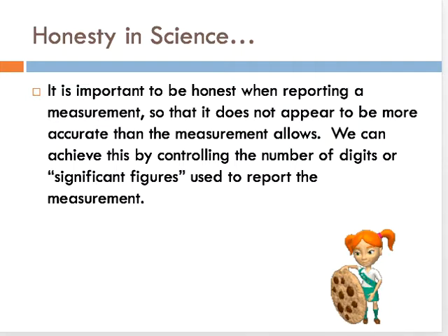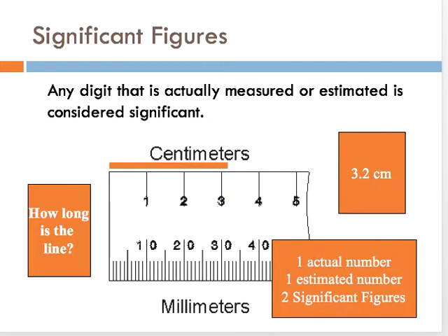We report something called significant digits or significant figures. And let me explain with an example. And actually, all we're going to do for this presentation is, once we have measurements, we have to literally count how many of the digits are significant. So a digit is considered significant: any digit that is actually measured or estimated is considered significant.